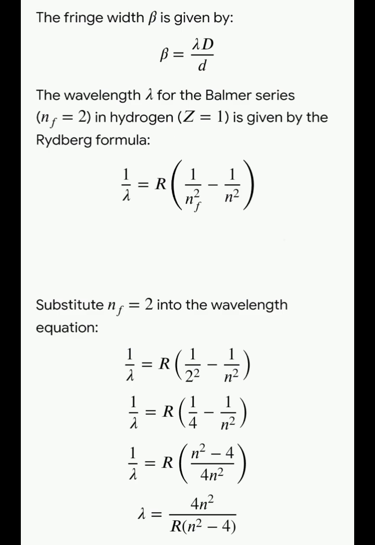Then for the Balmer series, nf is equal to 2. And we know that 1 by lambda is equal to R into 1 by nf square minus 1 by n square. Here nf is equal to 2. Therefore 1 by lambda is equal to R into 1 by 2 square minus 1 by n square. Simplifying, 1 by lambda is equal to R into 1 by 4 minus 1 by n square. Therefore 1 by lambda is equal to R into n square minus 4 divided by 4n square. Therefore lambda is equal to 4n square divided by R into n square minus 4.